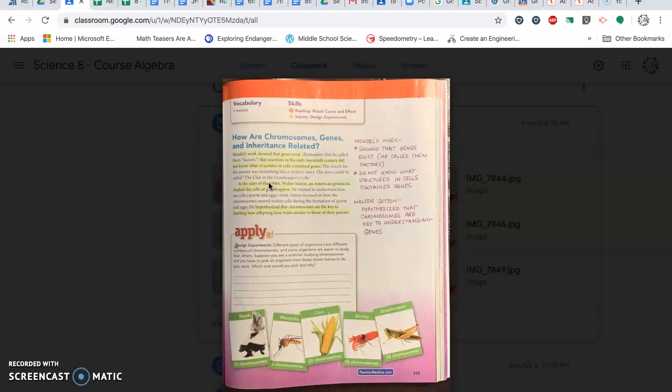The next person that's important is an individual named Walter Sutton. What Walter Sutton did was he found out, through his experimentation with, I believe it was grasshoppers, was that it? Yeah, grasshoppers, that chromosomes are really the key to understanding genes and how genes control traits.